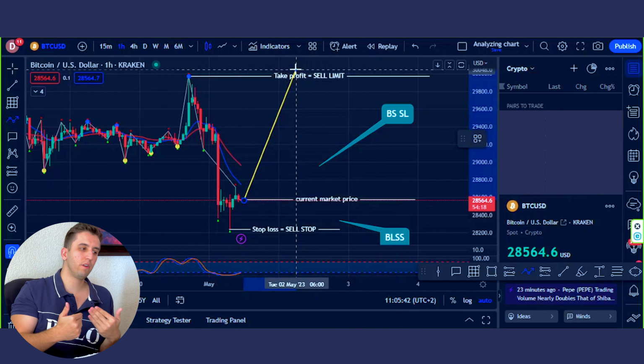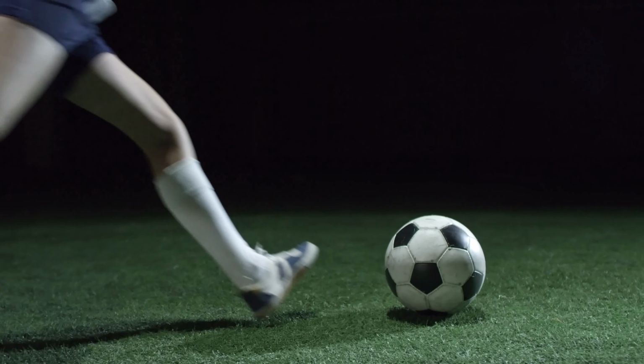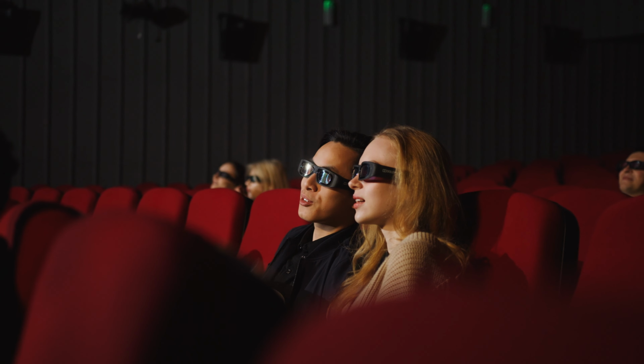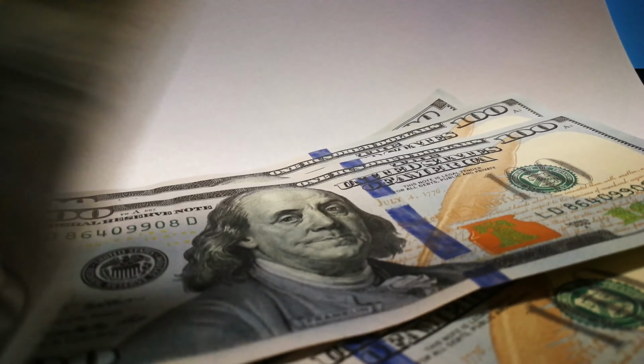So that's the notion of these different orders: they are there so that we can continue with our day, maybe go play some soccer, watch some TV. And we know in the most optimistic sense, I'm going to make some money. And in the most pessimistic sense, I'm going to lose money, but I'm not going to lose a lot of money compared to how much I could lose if things went completely south.